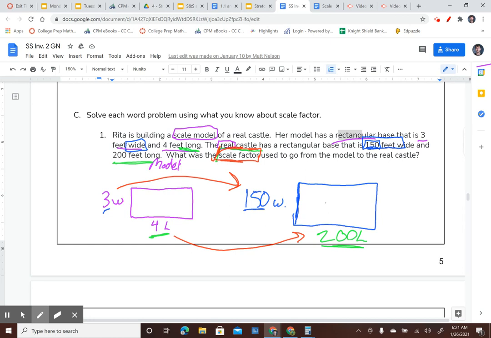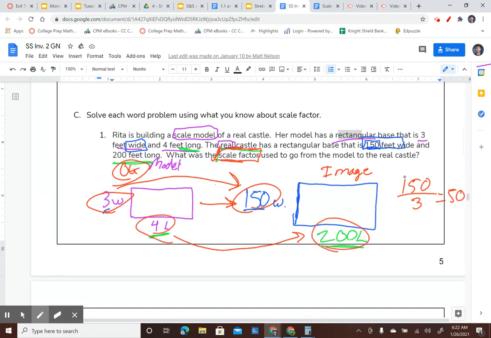So what I'm going to do is identify this as my image. Okay, because if we were to draw an arrow here, we're going from left to right. And this is going to be my OG or my original. So I'm going to write it as my image side length, 150 over 3. And that would give me 50, 150 divided by 3. Then I have 200 divided by 4. And that also equals 50.